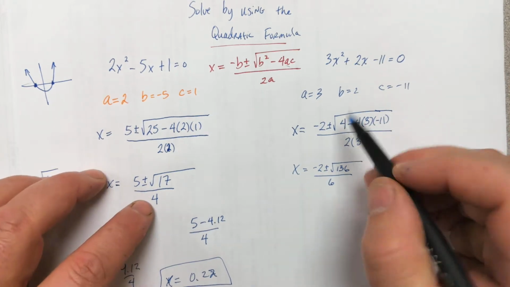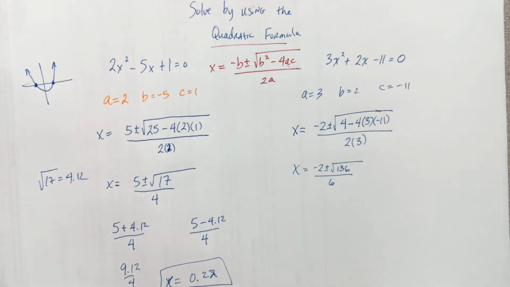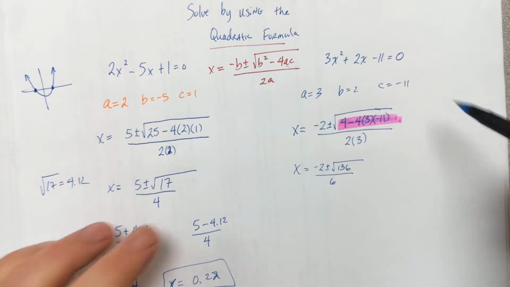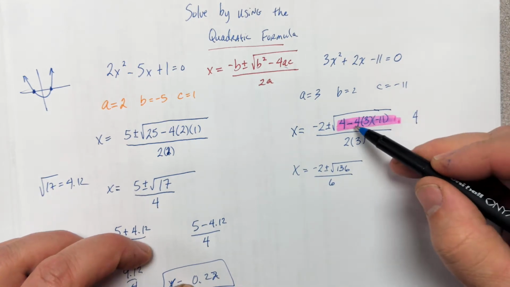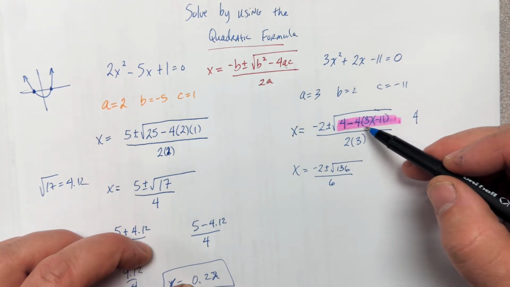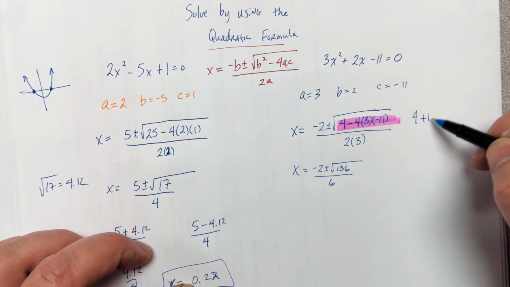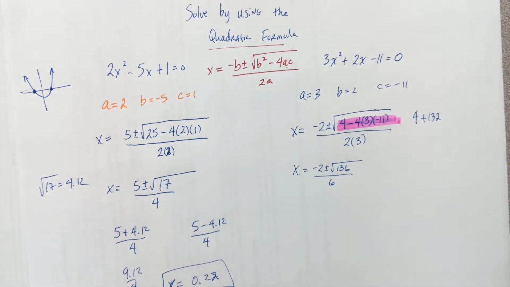Because this part right here, that's 4. And then negative 4 times 3 is negative 12. Negative 12 times negative 11 is positive. And that's where I got 136.